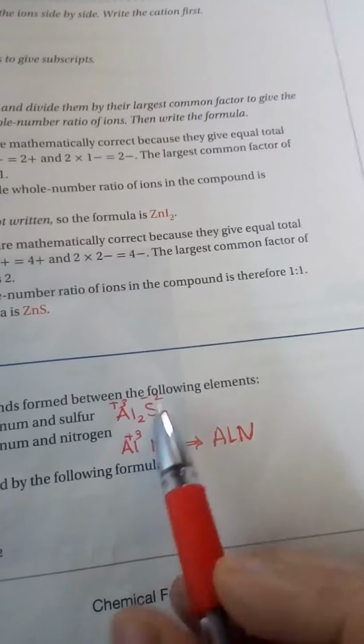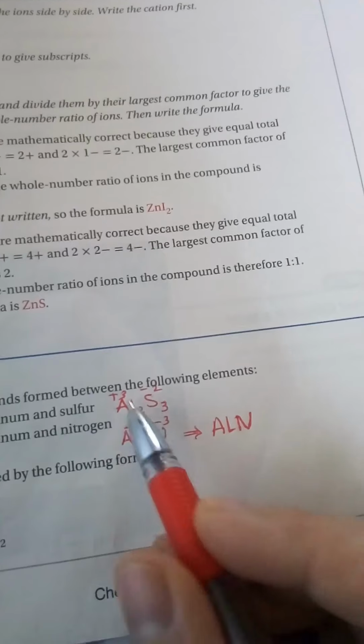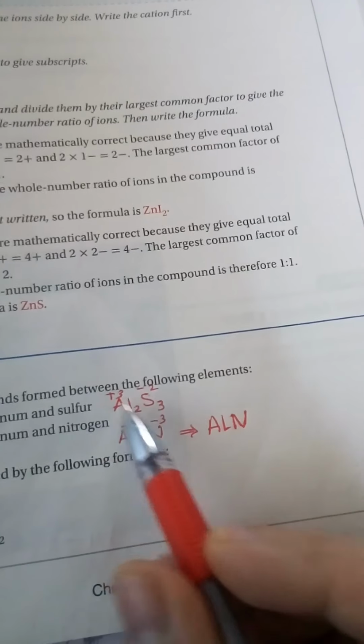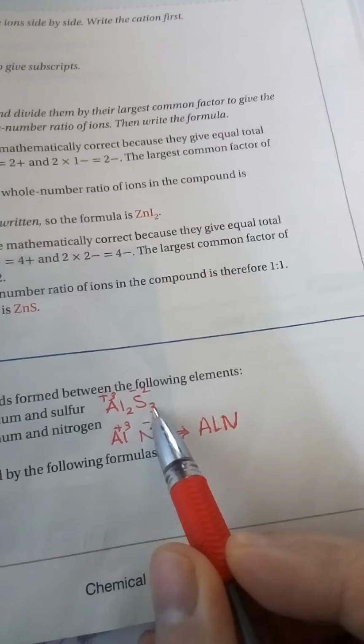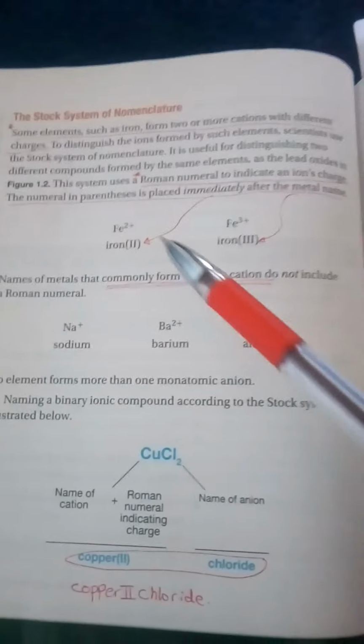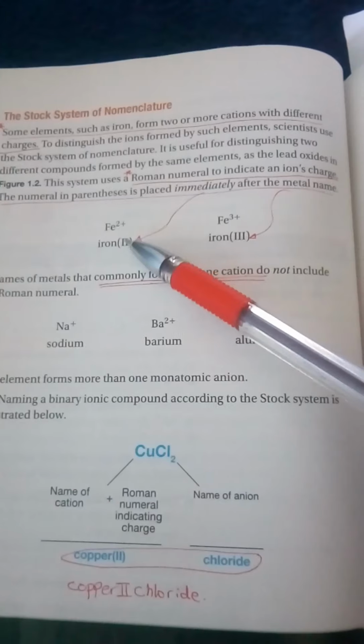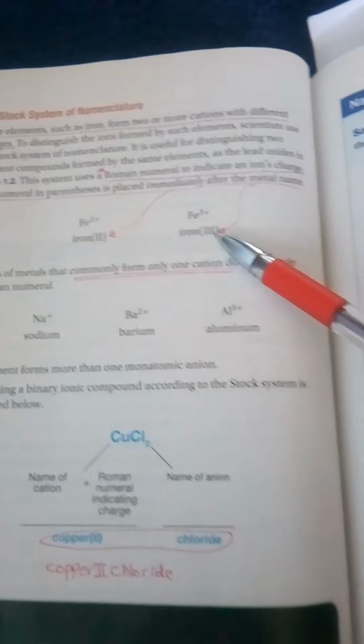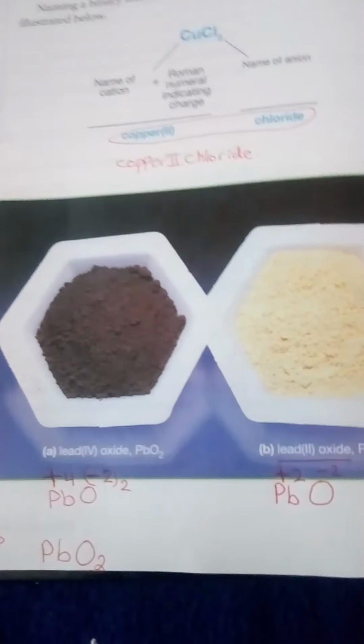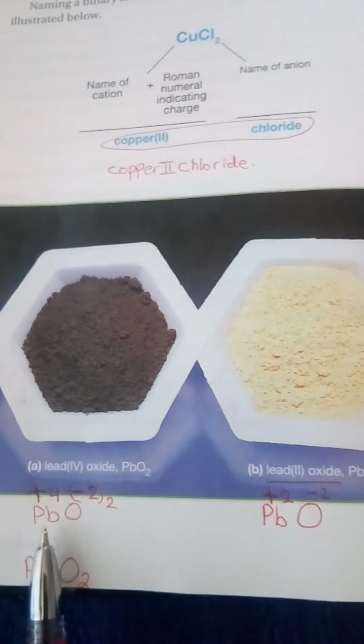And just as we said here in this page, it shows you that we have iron 2 and we have iron 3. Also over here, we have lead 4 and we have lead 2. And this is why we have PbO2 and we have PbO. So these are both lead oxide, but this is lead 4 oxide and this is lead 2 oxide.